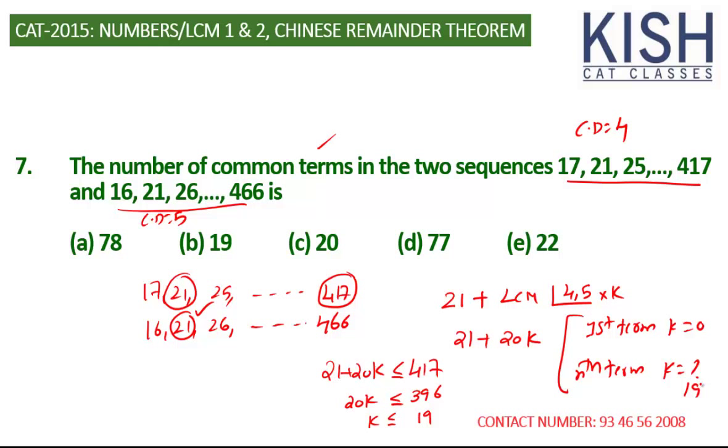Look at that, one answer option carries 19. That is the dangerous one. You must be extremely careful here. The terms start from K equal to 0 to K equal to 19. 20 terms.